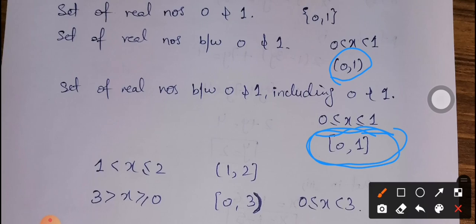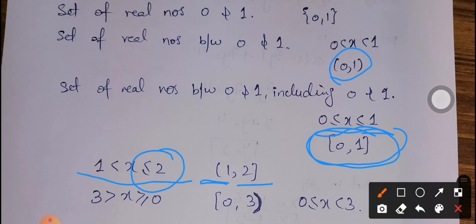So here we have an inequality, 1 is less than x less than or equal to 2. It means the interval is going to be open from 1, and closed from 2, because the point 2 is included. So we have closed from 2 and open from 1, because 1 is not a part of the interval.